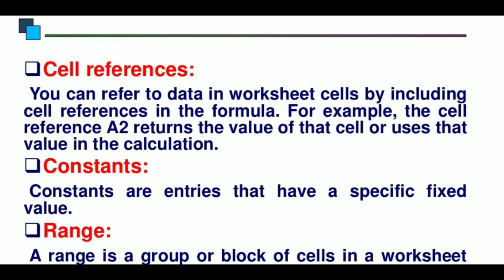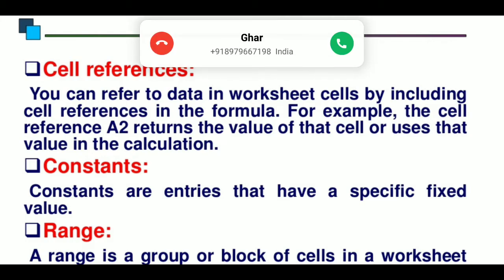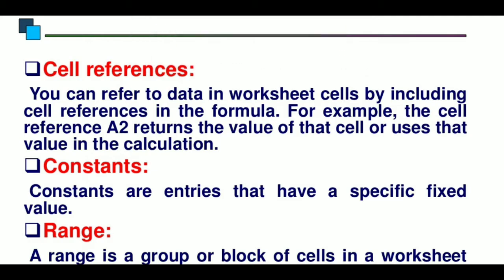For example, we can say here A2. A2 is a cell reference or cell address. It indicates the value that is in A2. There may be any value in A2, and that value can be used to perform calculations. It can be used in a formula. It can be used in a function also.